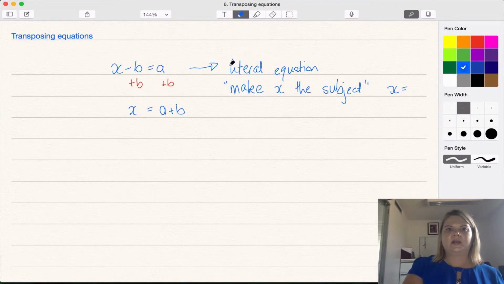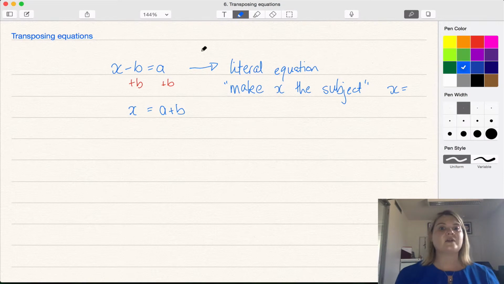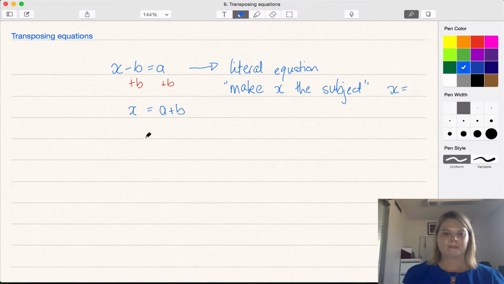Remember, when we are transposing equations, that's what this is called, we are not changing the equation at all. We're just rearranging it to make one of the other letters the subject.